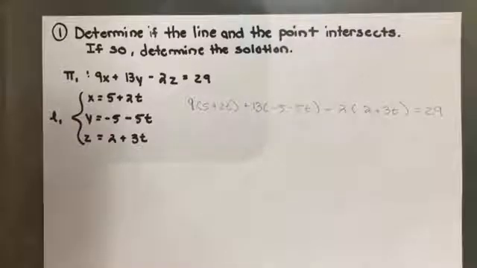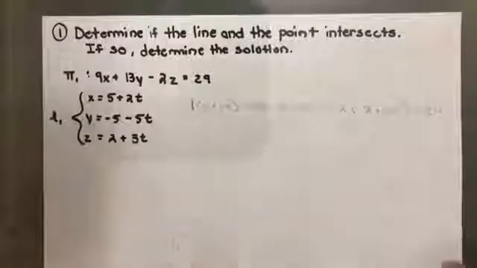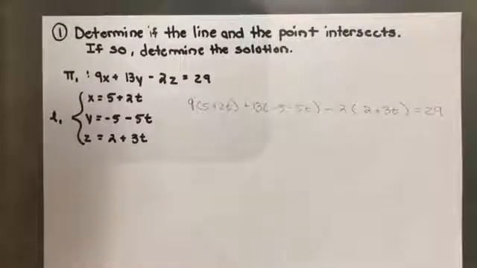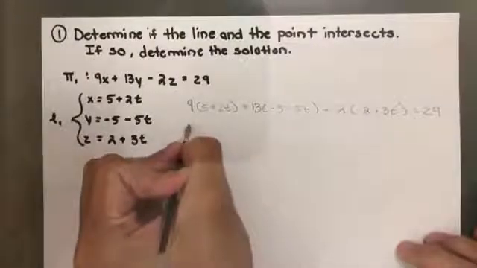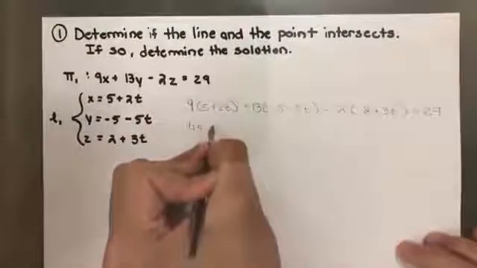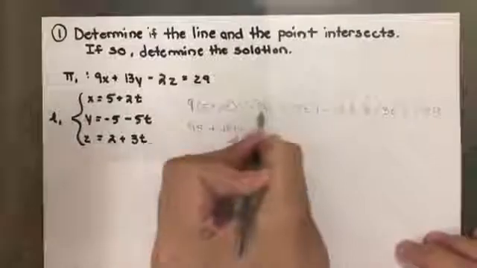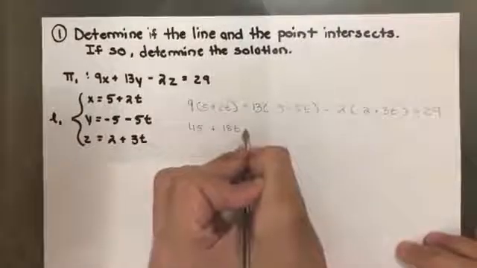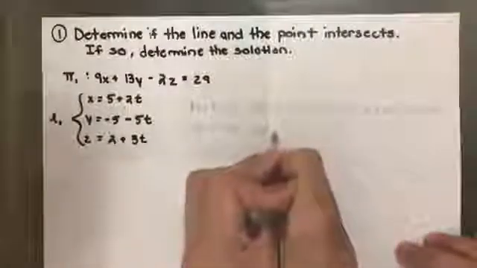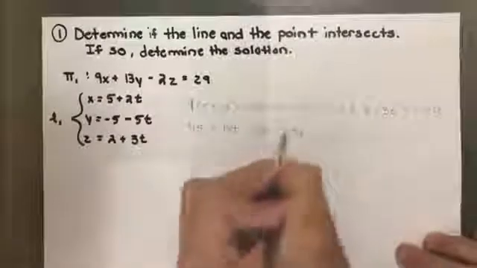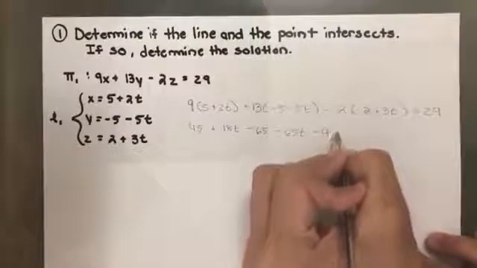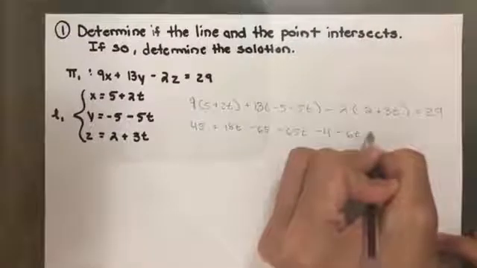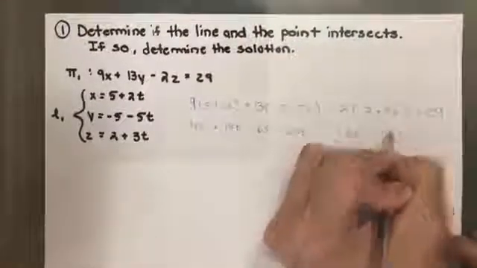Now, the reason why we're substituting is that we're trying to find the value of t. Now, the next step would be to multiply and distribute the numbers. So we have 9 times 5, which is going to give us 45 plus 18t. Now we have 13 times negative 5, which is going to give us negative 65 minus 65t. We have minus 2 times 2, which is going to give us minus 4 minus 6t, which is all going to equal 29.